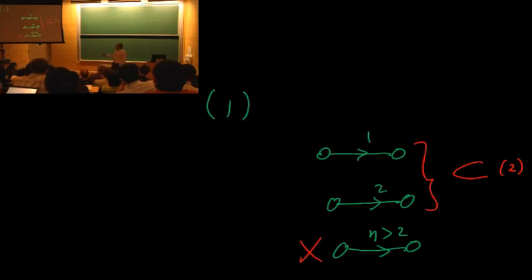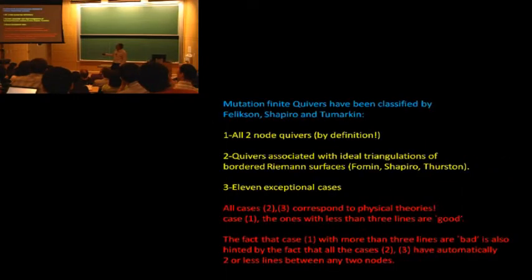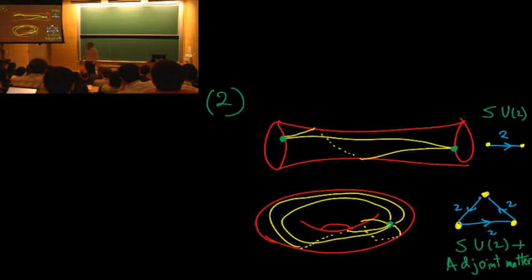So case 1 would be 2 nodes with 1 or 2 links between them, but not more than 2. And this case is a subcase of case 2 that we just discussed. So this case with 2 or fewer links is a special case of this one, so we might as well forget about it. We're talking only about cases 2 and 3. And the quivers for cases 2 and 3 were studied by mathematicians, what they call the ideal triangulations of these bordered Riemann surfaces.